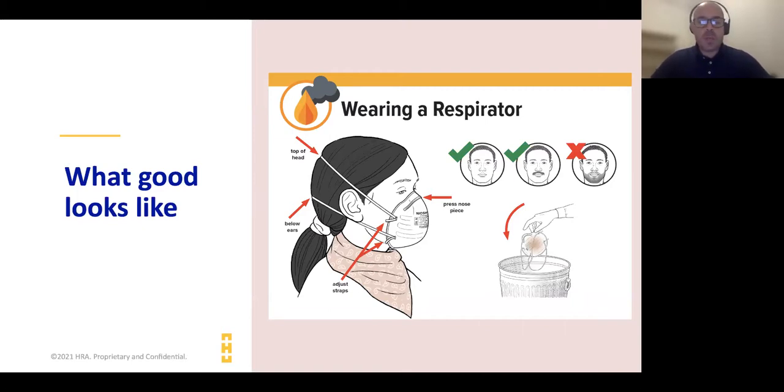It's very, very straightforward. You can see some of the information is very direct and clear. It's all active voice, right? So this pointer says this is the top of your head. This goes below your ears. You have to press on this nose piece, adjust these straps. Very, very simple language. There's plenty of white space.